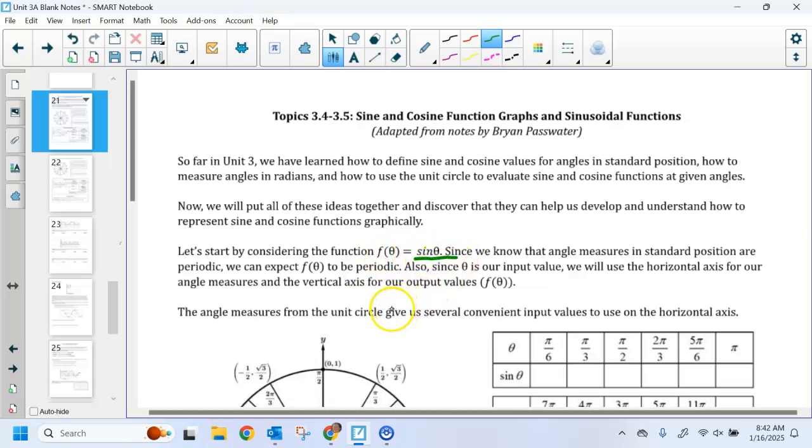Since we know that the sine function deals with the y value, or the vertical displacement from the x-axis, we are going to call the horizontal axis of our sine function the radian or angle input value, and then the y value will be the actual y value from the unit circle. It will be the vertical displacement from the x-axis.